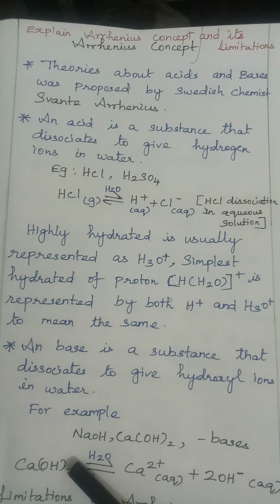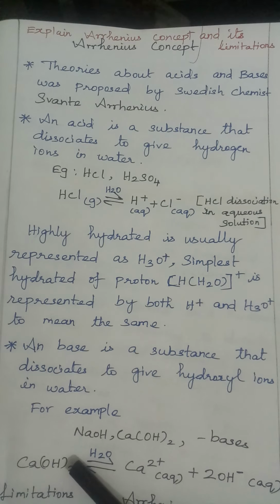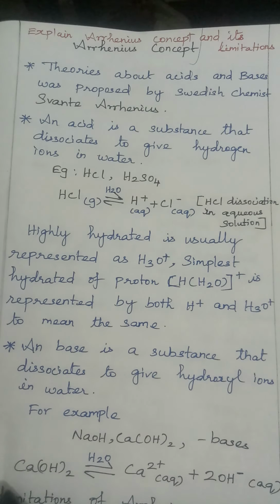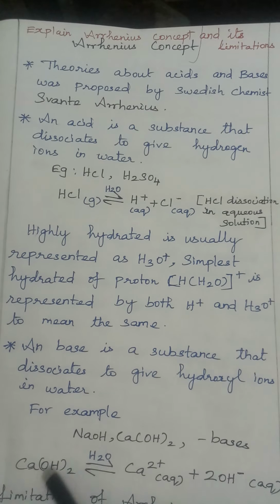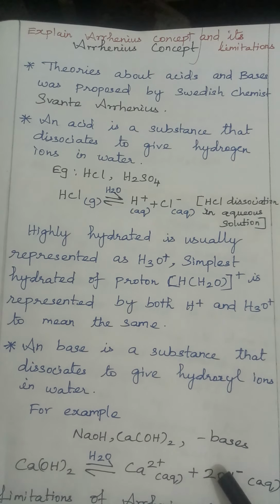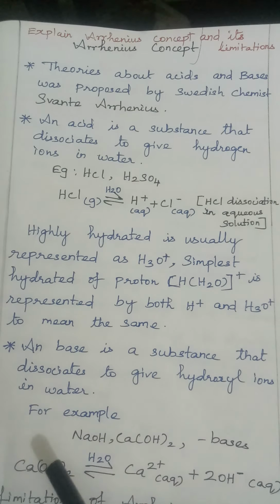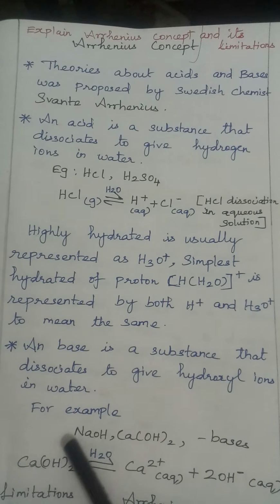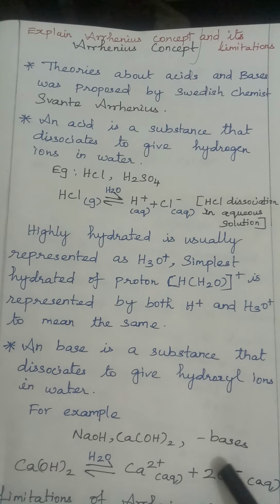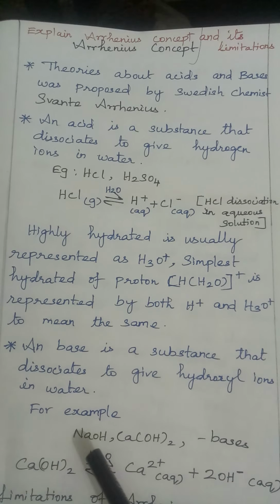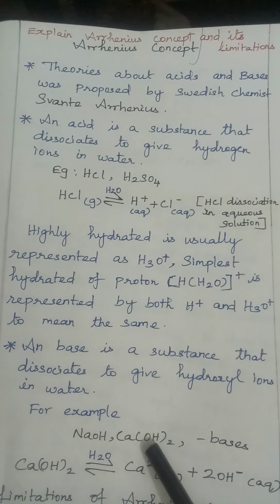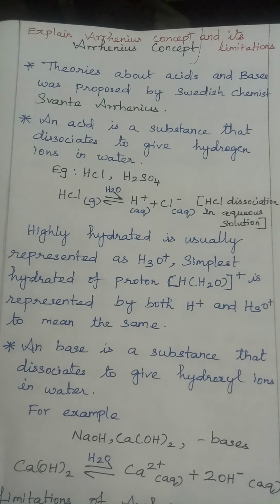What is meant by base according to the Arrhenius concept? For example, calcium hydroxide is dissolved in water and produces OH minus ion. So a base is a substance that dissociates to give hydroxyl ion in water. Sodium hydroxide and calcium hydroxide are examples of bases.